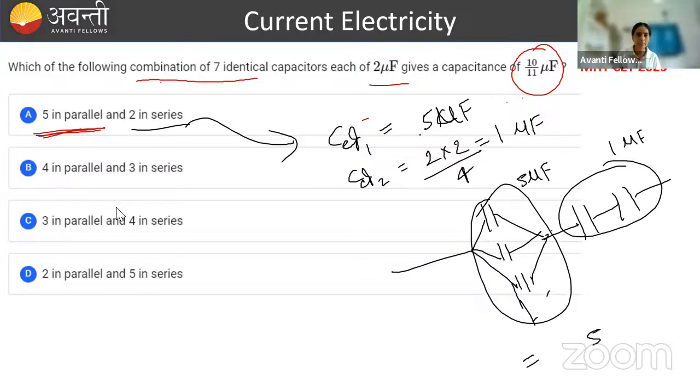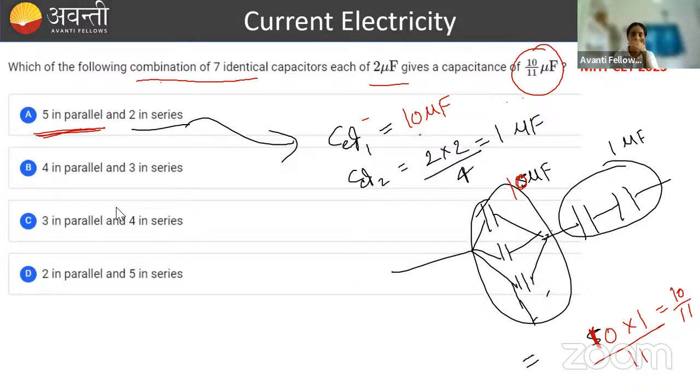Okay, 5 in parallel, and each is 2 microfarad, so this will be 10 microfarad. Sorry, really sorry. And this is 1. Now add them as you would add in parallel. So 10 into 1 by 11. This is equal to 10 by 11 microfarad. So in the first option only we are getting the answer.